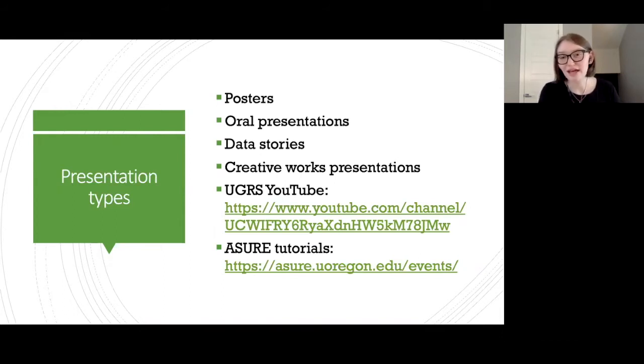And there will also be live sessions, I believe, for the symposium this year, so you can interact with other student researchers during a specific period of time. There will also be oral presentations, which, instead of using a poster, use slides, and it's a longer format generally. Data stories are similar to oral presentations, except they're more data focused and numbers focused. Of course, there are also creative works presentations.